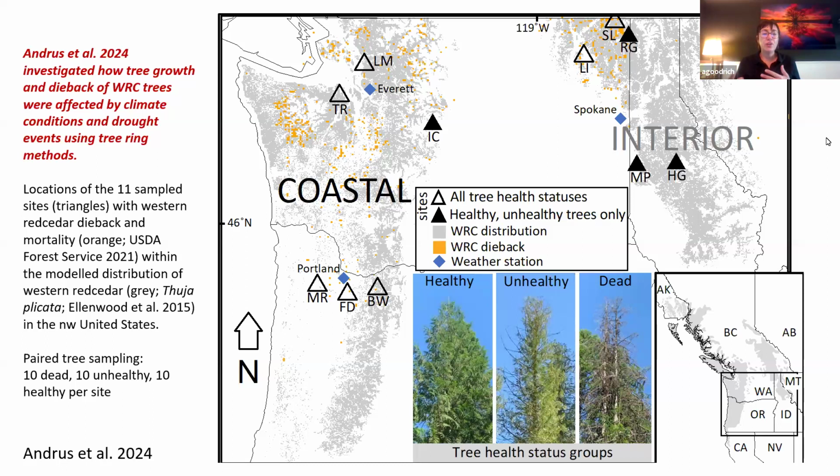And so they investigated how tree growth and dieback of these trees were affected by climate conditions and drought events using tree ring methods. And so this map is illustrating the 11 sample sites across the Pacific Northwest here. And what they did was this paired tree sampling. And so at every site, they wanted to get 10 healthy, 10 unhealthy or thinning, and 10 dead western red cedar. Not everywhere had dead trees, but everywhere that they sampled did have unhealthy trees to pair with a healthy tree. And so they're pairing the similar size tree, basically right next to a healthy tree, and comparing the growth patterns of those.